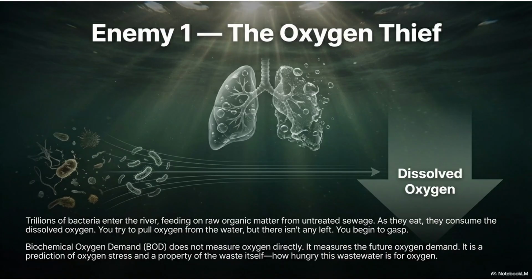Now, listen carefully because this is how exam questions are written. We know from our previous discussion that when untreated sewage enters a river, it carries with it organic matter, which is food for bacteria. And when bacteria eat organic matter, what do they consume? Oxygen. Now, zoom into your gills as the fish. You try to pull oxygen from the water, but there isn't any because trillions of bacteria are already using it. You begin to gasp. This demand for oxygen by microorganisms breaking down organic matter is called Biochemical Oxygen Demand, BOD.